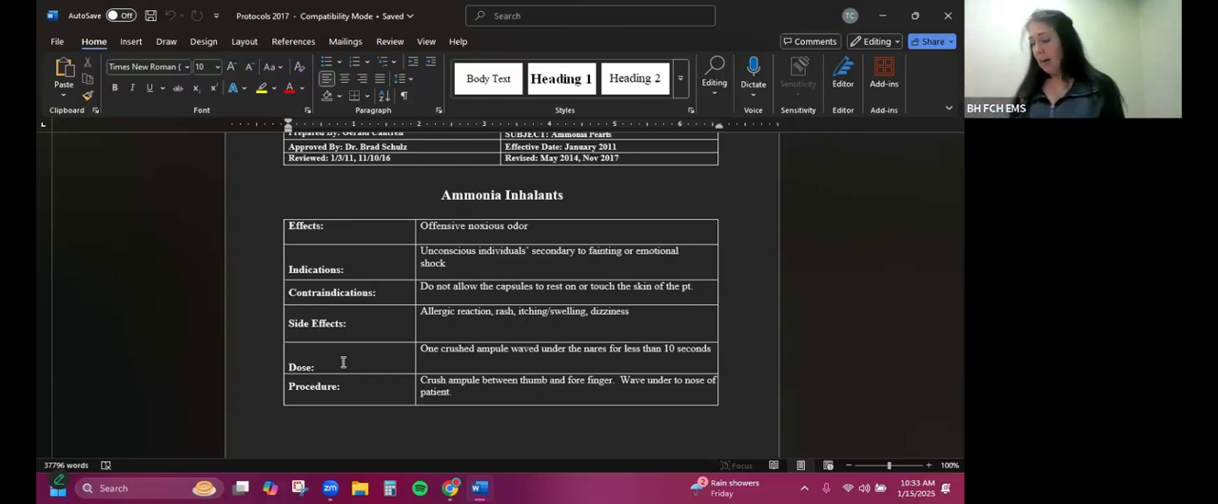So, the effects are an offensive, noxious odor, used for unconscious individuals, secondary to fainting or emotional shock. You can use those on them. Contraindications, do not allow the capsules to rest or touch the skin of the patient. You can have allergic reactions, rash, itching, swelling, and dizziness. The dosage is you crush the ampule and wave it under the nose for less than 10 seconds. The crushed ampule between your fingers, waved under the nose, is the way you give the ammonia inhalant.